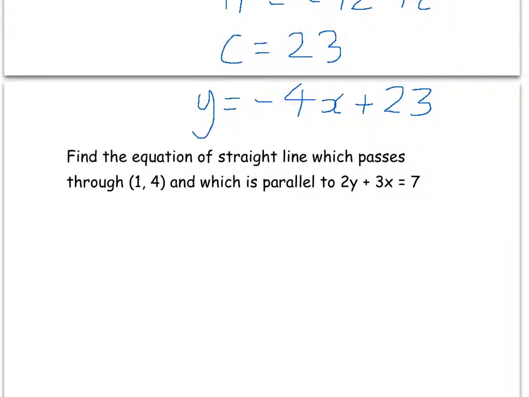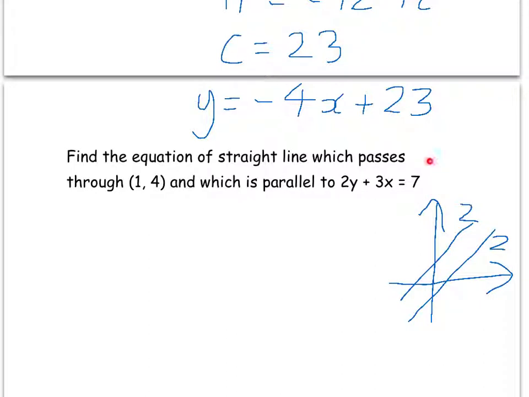Right, it says find the equation of a straight line which passes through the point (1, 4) and which is parallel to 2y plus 3x equals 7. Now, to do this, firstly, parallel, think of two parallel lines. So here we go, two parallel lines. What's going to be special about those two lines? Well, they're going to have the same gradient. So the gradient of that one's 2, the gradient of that one is 2.